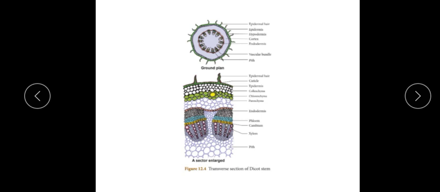Second one is going to be endarch. Endarch here means you can see the bundles are in such a way that protoxylem is facing the center and metaxylem is facing the outer part. Okay. Such a condition is called endarch.